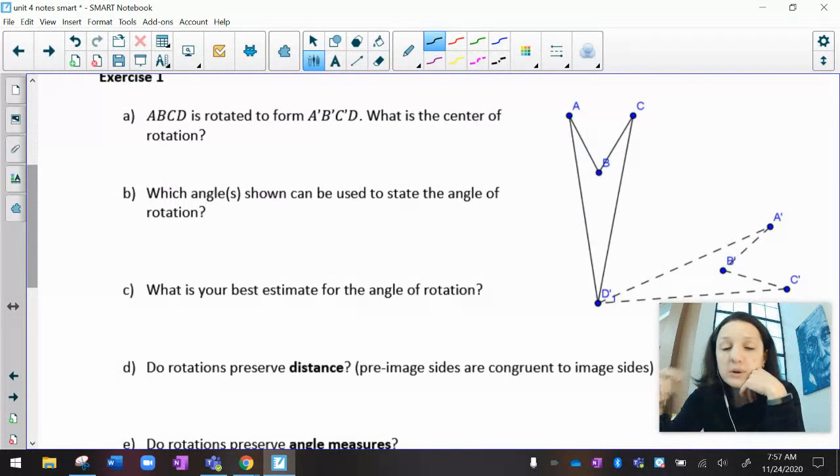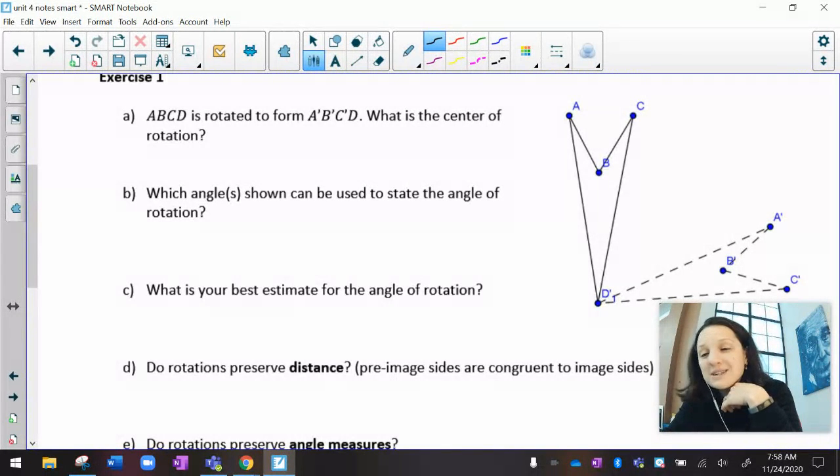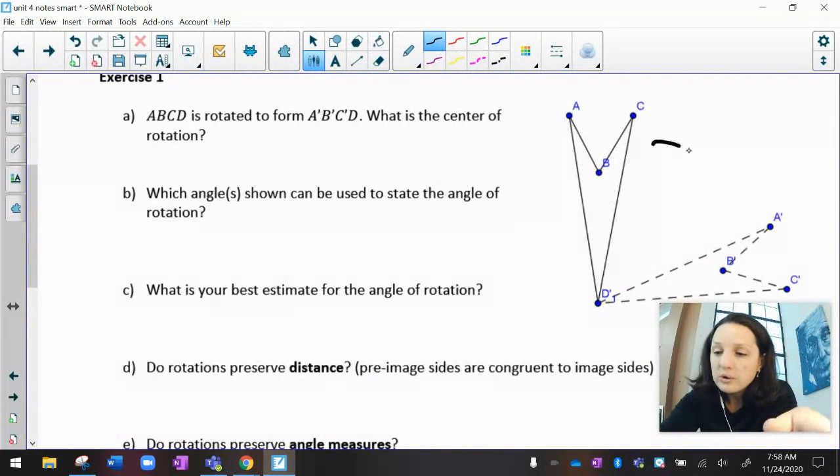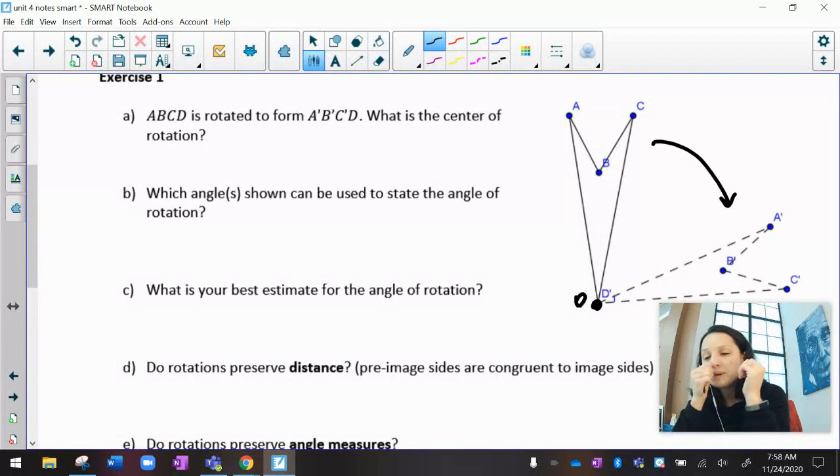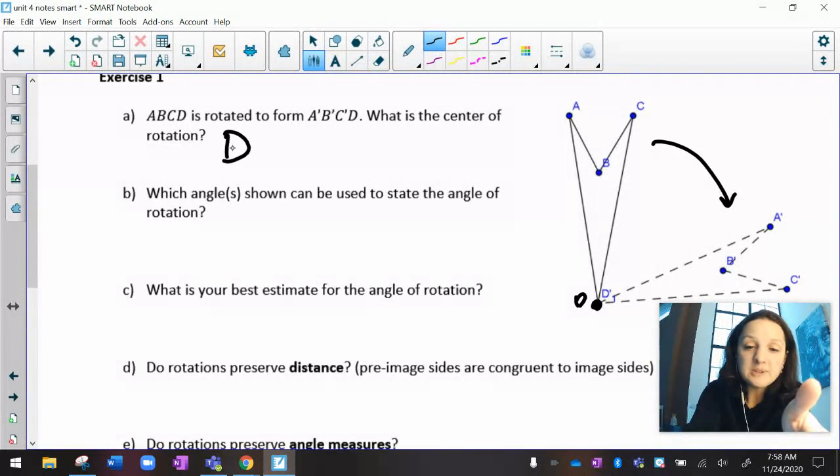So now when we look down here, we have a rotated image. I have this, I don't know, Star Trek triangle thing that got turned. Technically, this is called a kite, if you're curious. This thing got turned, and it turned this way. Okay, so I can believe that that's a rotation, and it looks like it got turned about point D. So technically, this point right here is both D prime and D. It started off as D, and then it turned on itself to become D prime. It says ABCD is rotated to form A prime, B prime, C prime, D prime. What is the center of rotation? Well, we just said it. My center is D.